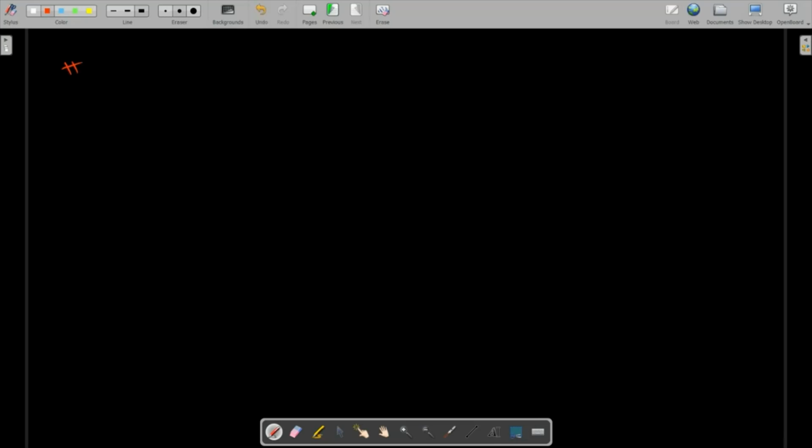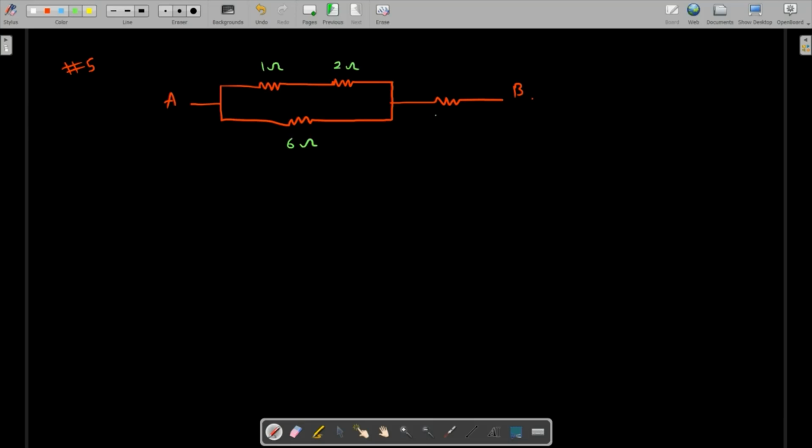Let's talk about another example over here. So we have another hybrid combination of series as well as parallel. So this is how it looks like, and along this we have another resistor. So we have to find the equivalent resistance between A and B. This is 1 ohm, this is 2 ohm, this is 6 ohm, and this is 3 ohm. So again, we need to divide our calculation in a couple of parts.